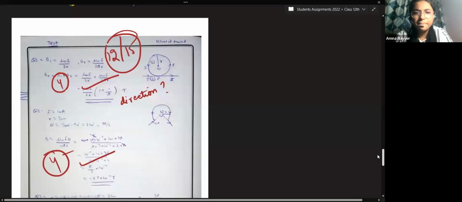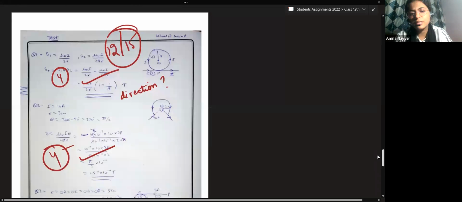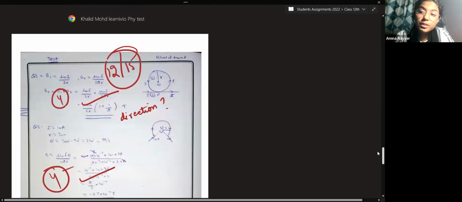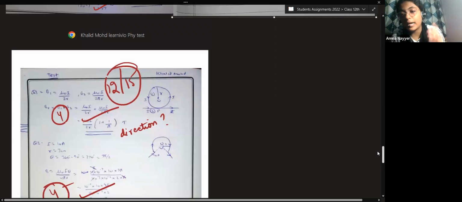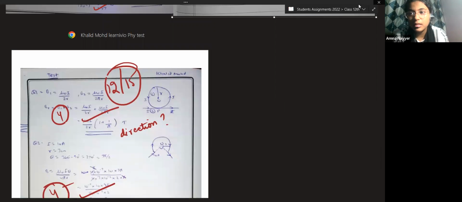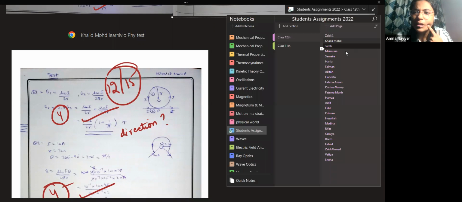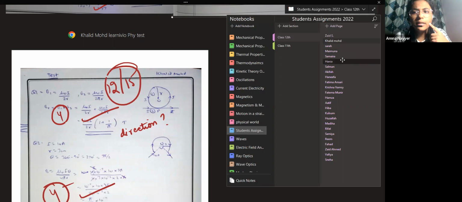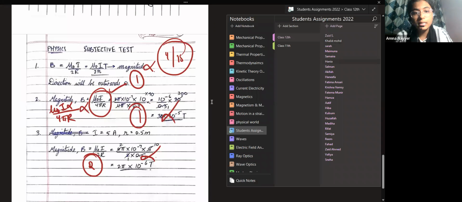Same thing, direction, Khalid, direction. In the first question, it was specifically asked to write the magnitude and the direction. So direction only. I think most of you have committed errors of direction. Maimuna didn't join, right? She didn't give the test also. Hania gave the test.